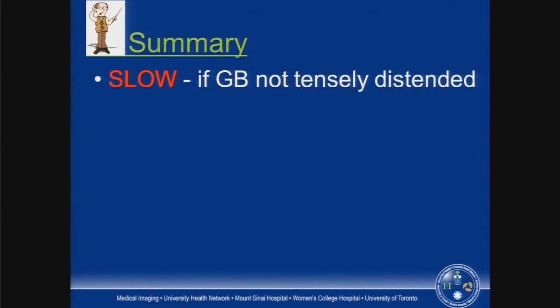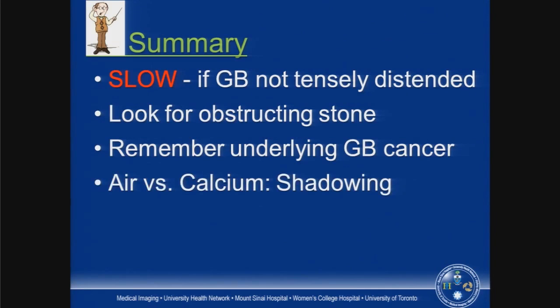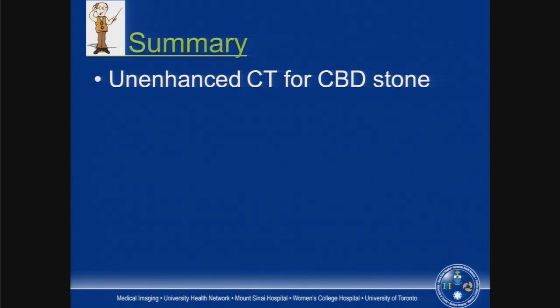So that brings me to my summary slides. Remember, be slow to diagnose acute, uncomplicated calculus cholecystitis if the gallbladder is not tensely distended. Look for the obstructing stone. Remember always underlying gallbladder cancers. If you think there might be a cancer, alert your surgeon. Air versus calcium, it's the shadowing that will make that distinction. ERCP directly if you see an obstructing stone in the common duct on ultrasound. There's no need to do additional imaging.